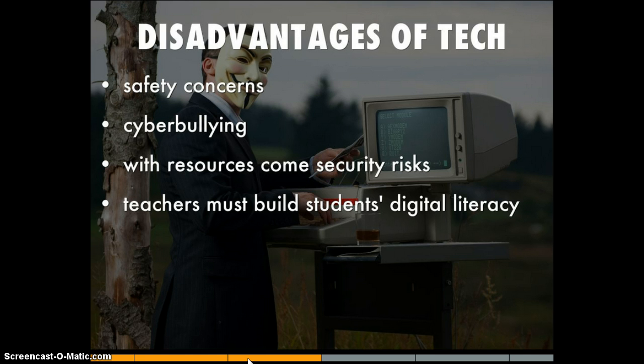And also he talked a lot about, again, with these available resources, come security risks, even with firewalls and other types of protections set up. And finally, teachers must build students' digital literacy, again, building on that, having awareness of what our students have access to, and teaching them that with that access comes responsibility.